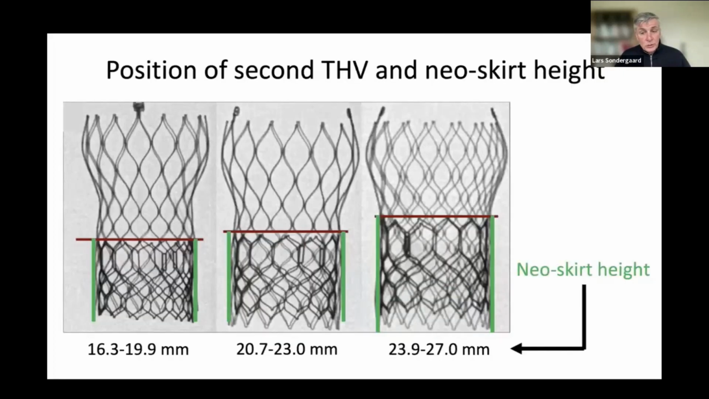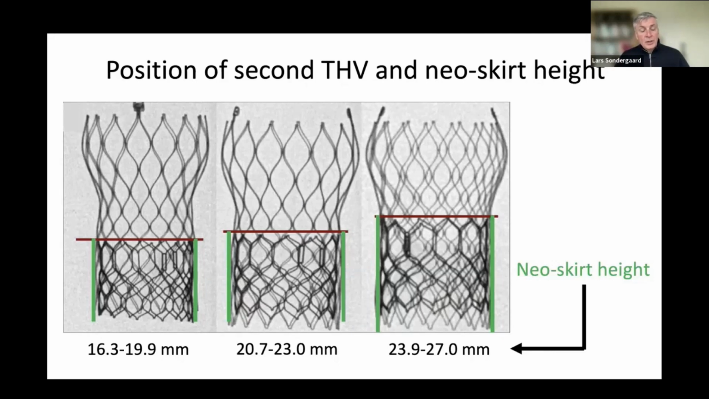I'm just going to show a few slides here. What is a concern? When you implant a second valve inside it, I think most sites will nowadays consider that the second valve should be a short stent frame, a balloon expandable valve. You can implant it low or high. The higher you're going to implant it, the higher what we call the new skirt is going to be.